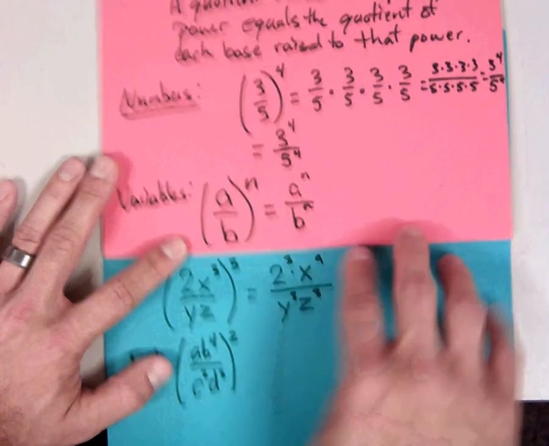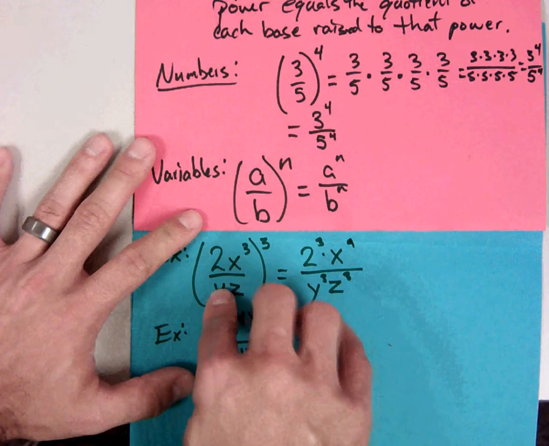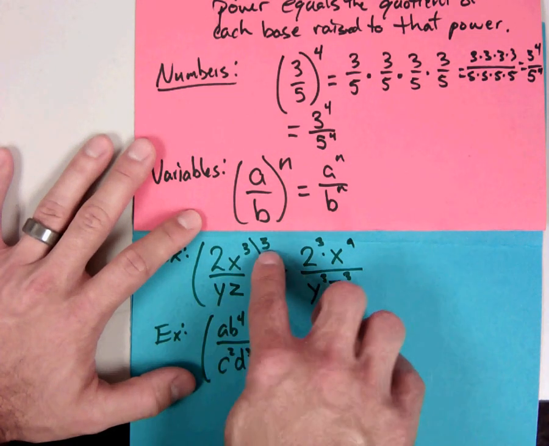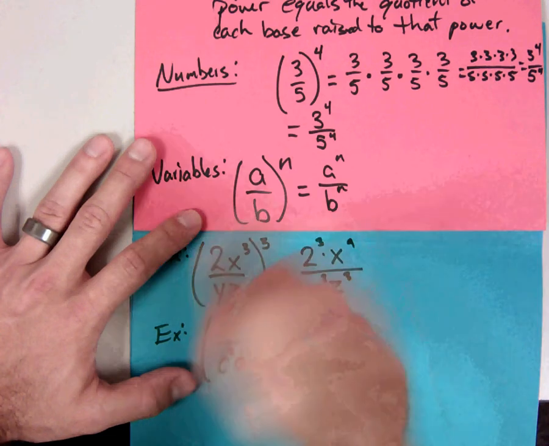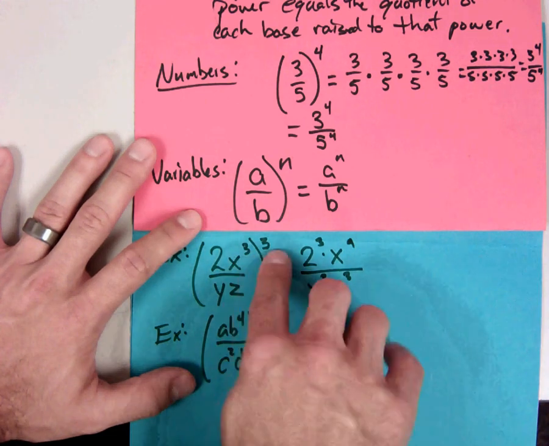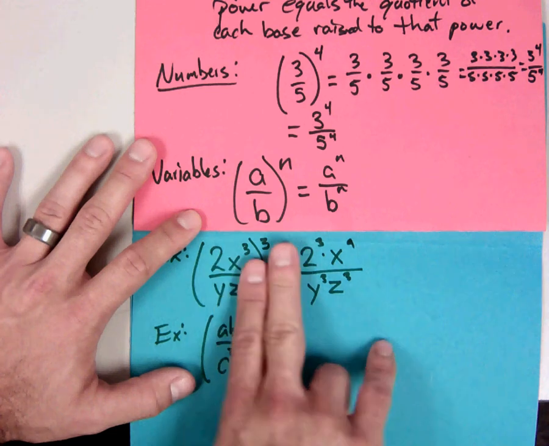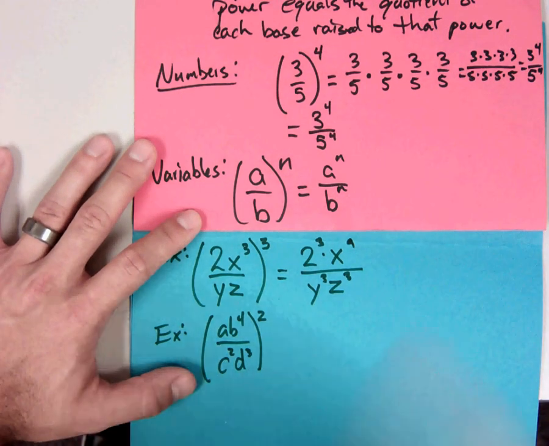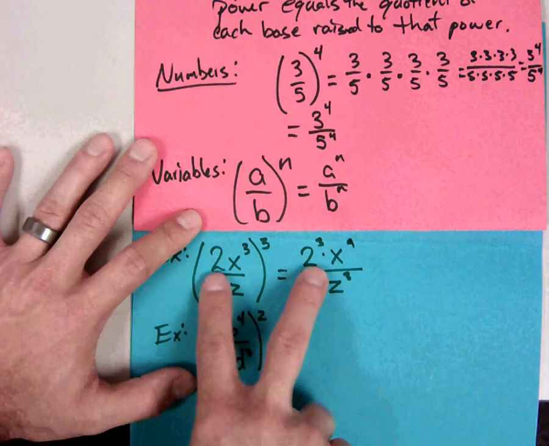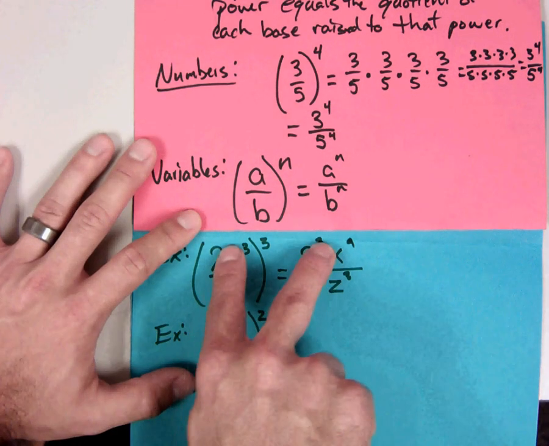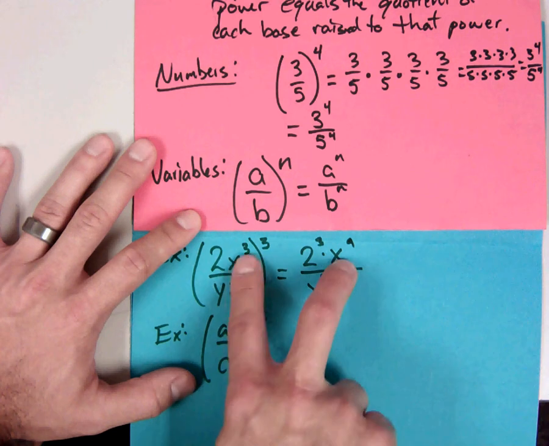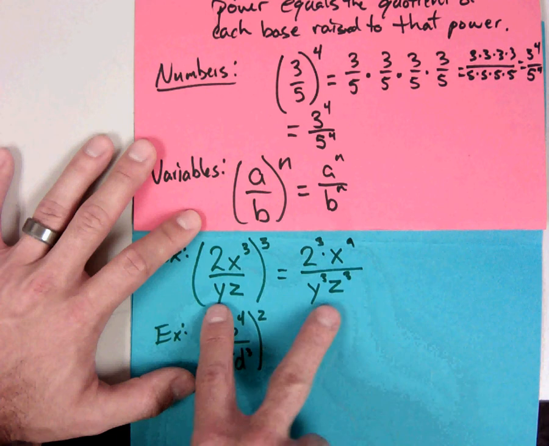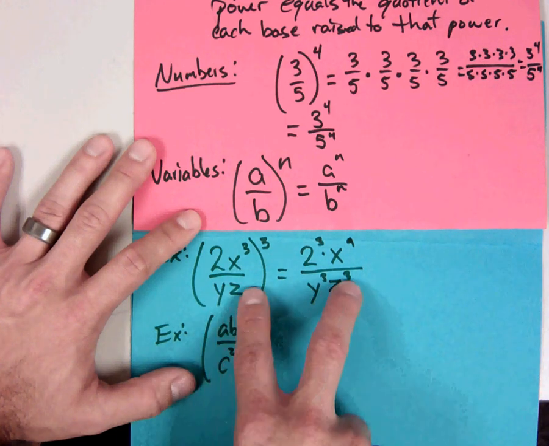Now, this example here, we have 2x cubed divided by yz, all raised to the 3rd power. Within this, you have to remember the power to a power property, you have to multiply exponents. And this is very similar to the distributive property with exponents. So you can see here that we have 2 raised to the 3rd, x cubed raised to the 3rd, so that's 3 times 3, we get x to the 9th. Y is raised to the 3rd, and z is raised to the 3rd.